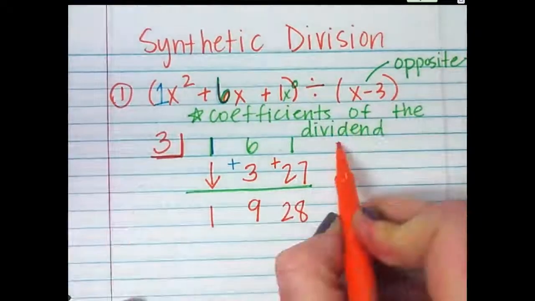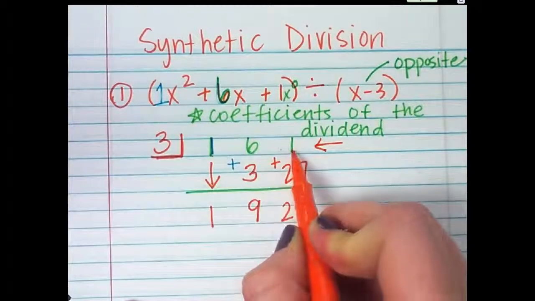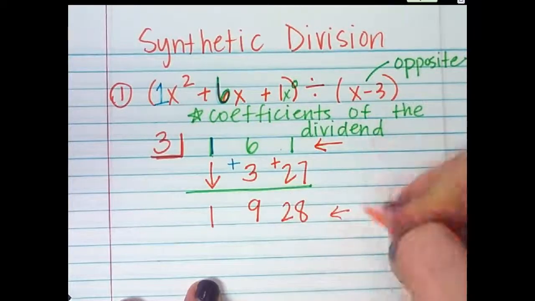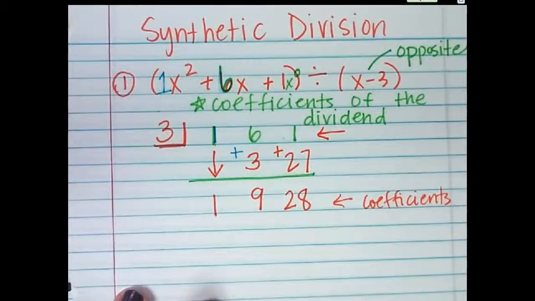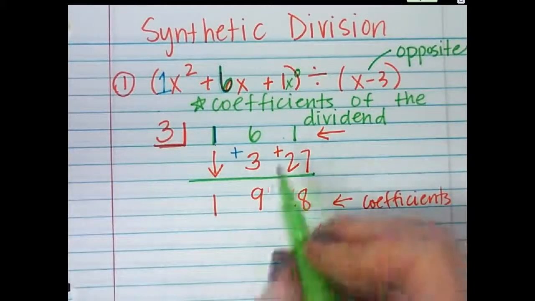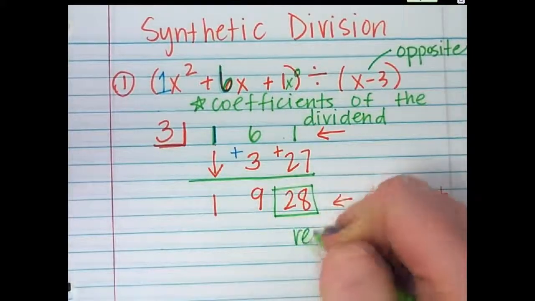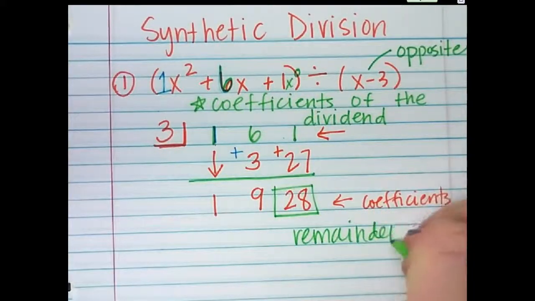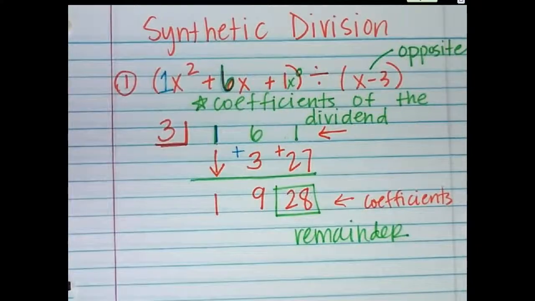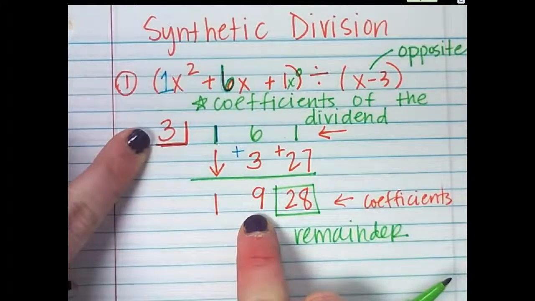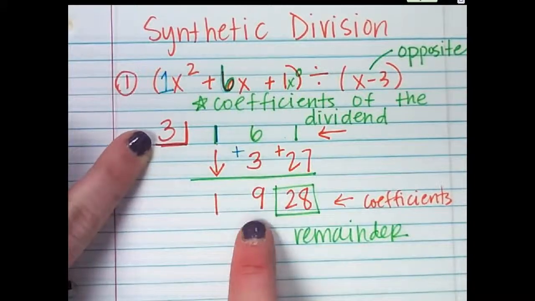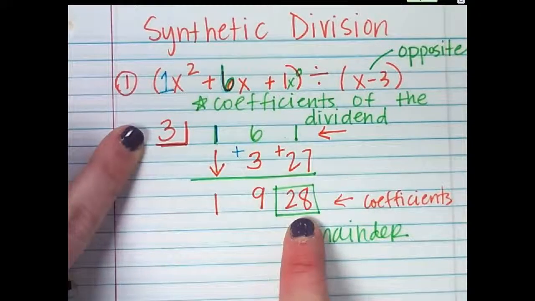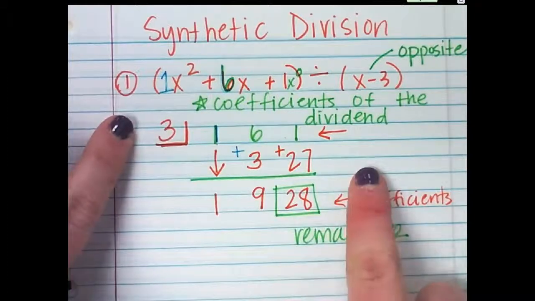Okay, we started with, what are these 3 green numbers right here? Coefficients. We're going to end with coefficients. So all 3 of these are coefficients. The last one is your remainder. How did you get the 27? 9 times 3. So everything under the line I multiply. 1 times 3 is 3, then I add. 9 times 3 is 27, and then I add. If it was bigger, I would keep going. 28 times 3, and I'd write it up here.